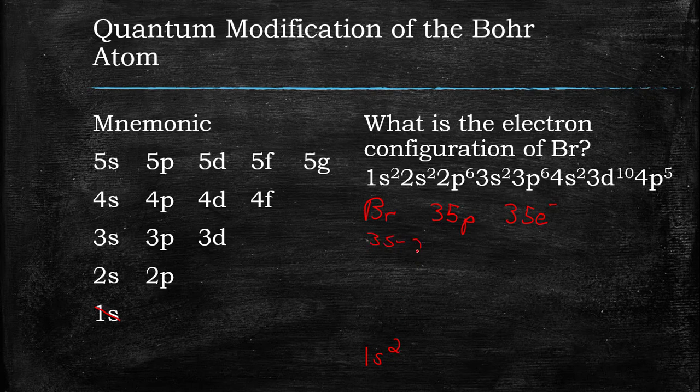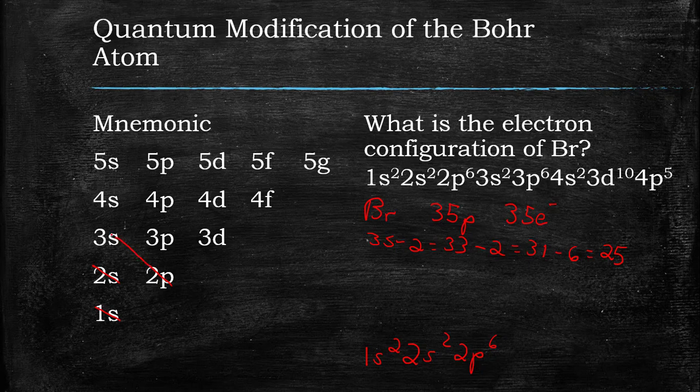35 minus 2 is 33. I go up 1. I can place another 2. 2s2, subtract another 2, and I now have 31 electrons to place. 2p6, so I can take away 6 there, and that's 25.